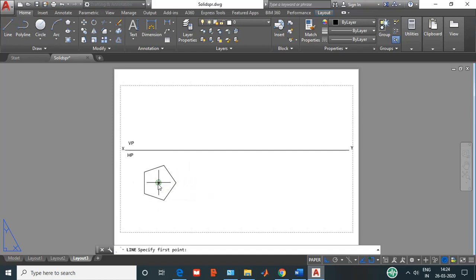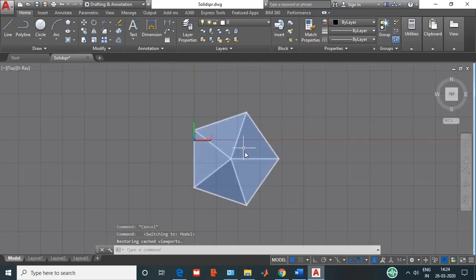You can see this is the midpoint. So from the midpoint, it should be joined to all the corners. So these are slant edges, which you can observe from the top view, right? So this is the top view of a pentagon, which is exactly like this.